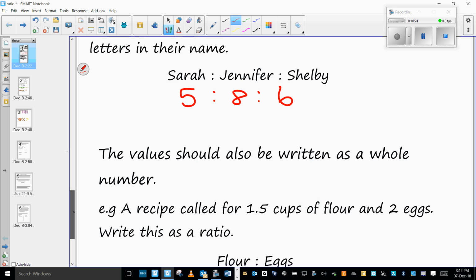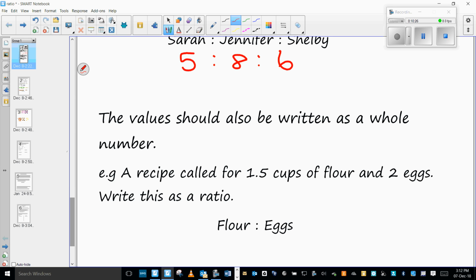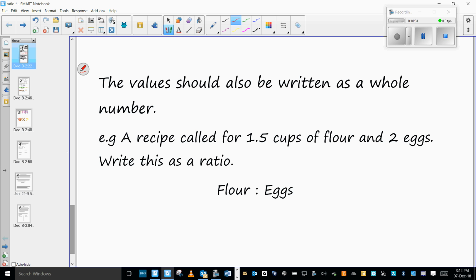The values should also be written as whole numbers. So ideally they're written as whole numbers. A recipe called for 1.5 cups of flour and 2 eggs. Do we need to write the unit? No, we'll be alright. I'm kind of contradicting myself here. I probably should have chosen a different example, because obviously these are in different units, and I said earlier there should be the same units. But for this one, let's just pretend that we're ignoring the units.